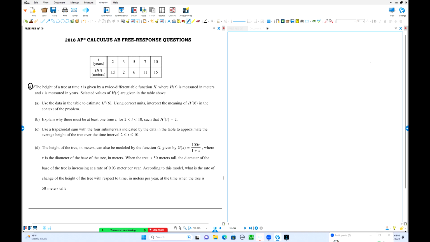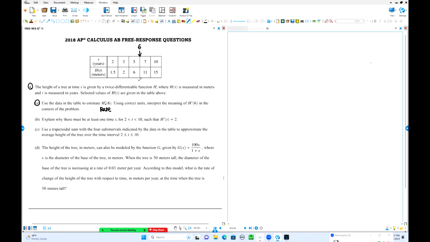That's not rate, just like our original function. Okay, h is given there. They're already asking you these questions. H prime of 6, that's the rate. Derivative is always rate. When t equals 6.